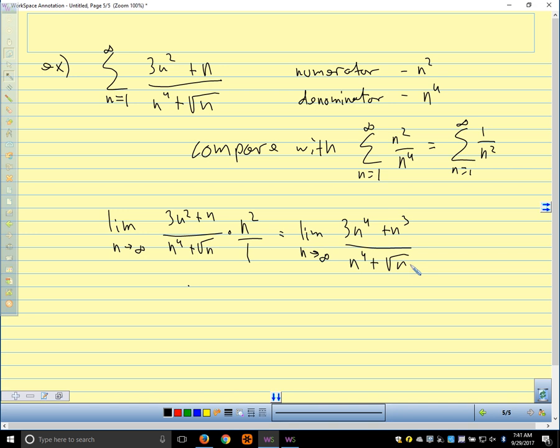And what's that limit? 3. How would you show it? Not by saying the top is bigger than the bottom, or we can ignore these things. Not by doing that. How would we show it? L'Hopital's rule. How many times would we have to apply it? 4 times. L'Hopital's rule. So that equals 3, which is finite and positive.